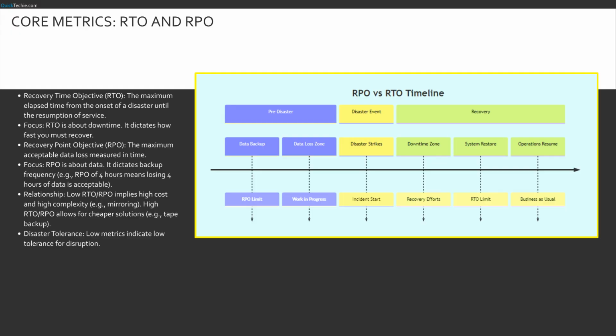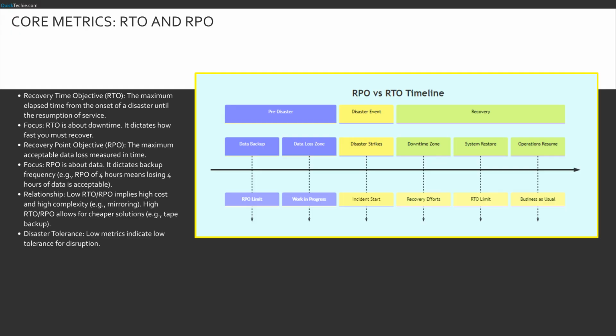RPO, or recovery point objective, defines data loss. If your RPO is 4 hours, you are saying, we can afford to lose the last 4 hours of work. These metrics drive cost. A 0 RPO and 0 RTO require expensive real-time mirroring. A 24-hour RPO only requires a daily backup.